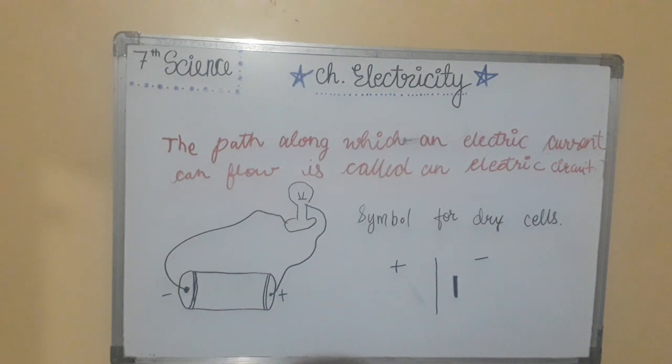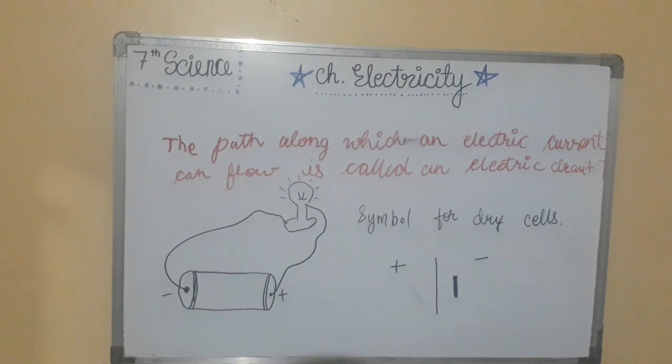Now what do you observe? The light glows. The main thing is we have to connect the wires from the positive terminal to the bulb and from the negative terminal to the bulb, and on switching on, the bulb glows because the current flows through it. The bulb lights up. This shows that electric current is flowing in wires A and B through the bulb.